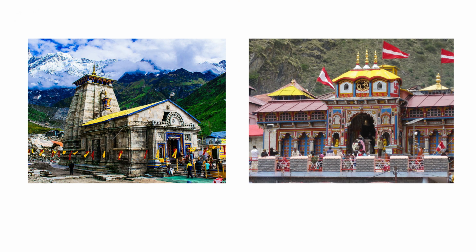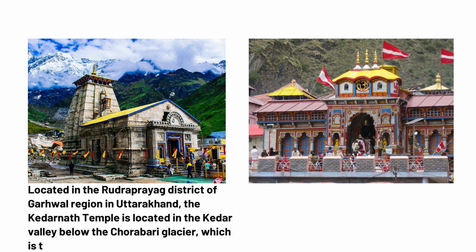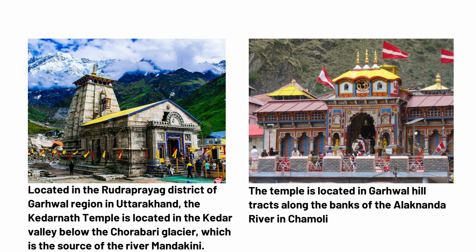The Himalayas have shaped India's culture and religion. You can see this beautiful Kedarnath, located in the Rudraprayag district of the Garhwal region in Uttarakhand. This temple is located in the Kedar valley, and you can visit it only during the summer months, because during the winter the shrine is closed. The Mandakini river flows through this valley. On the right hand side you can see Badrinath, which is located along the banks of the Alakananda river in Chamoli district of Uttarakhand.